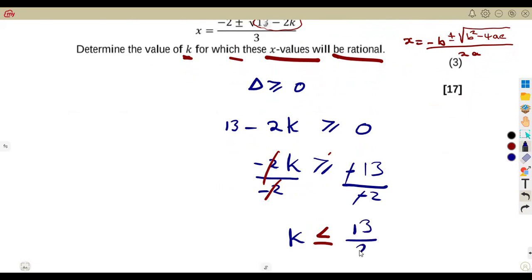All right, so this can cancel, negative, negative. That is going to be 13 over 2. So this is what we have for all values that are less than or equal to 13 over 2. For all these values that are less than or equal to, we can consider that we're going to have rational values. But we have to be careful because it's about the rational, guys.